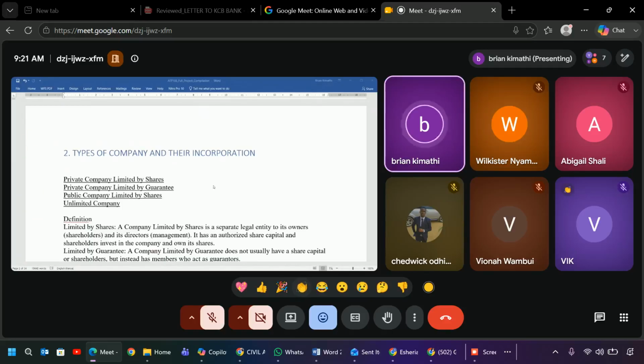So Chadwick, I hope you're there with the Companies Act. We can begin. Then we shall also see the company's registry. There are those manuals and practice notes that are in the BRS.